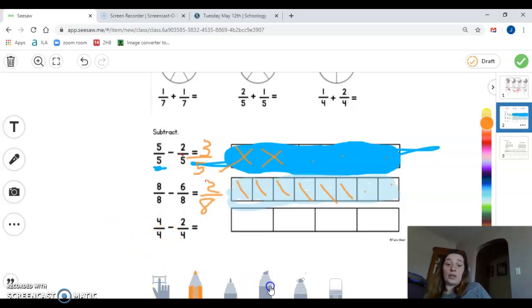Okay, next one we're going to do 4/4. So we got to shade in all 4. And then I'm going to take away 2 of them. So I'm going to cross out 2. 1, 2. So how many are left? 1, 2. 2 out of how many pieces do I have? 1, 2, 3, 4. Fourths. 2 fourths. Remember, my denominator stays the same.